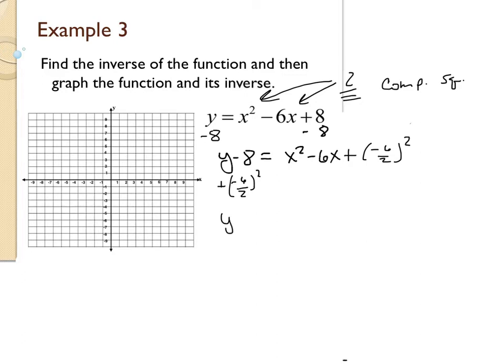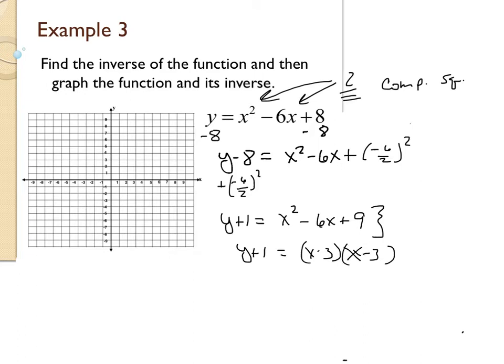So I'm going to get y plus 1 is equal to x squared minus 6x plus 9. And then this is going to equal my two factors, which is going to be x minus 3, x minus 3. So I factor it. A little bit of a trick: just jump to the point that you know it's going to be the same factor twice. So just jump to the step that I just wrote. The y plus 1 is equal to x minus 3 quantity squared.